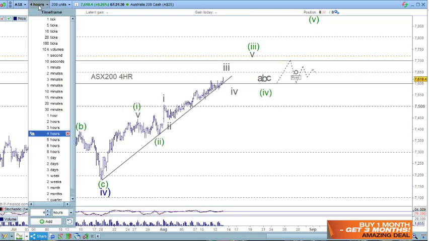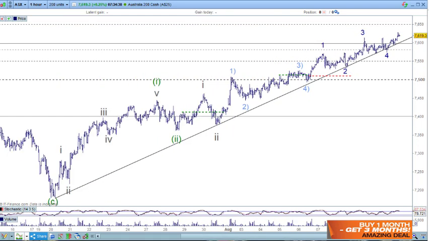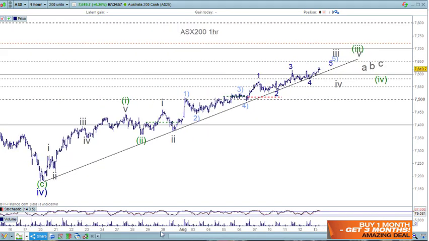Right, let's go to the hourly chart. So this is my count up here. We've got wave 1 on the hourly and 2, and looking for green wave 3, which I might just move a little bit higher out of the way.